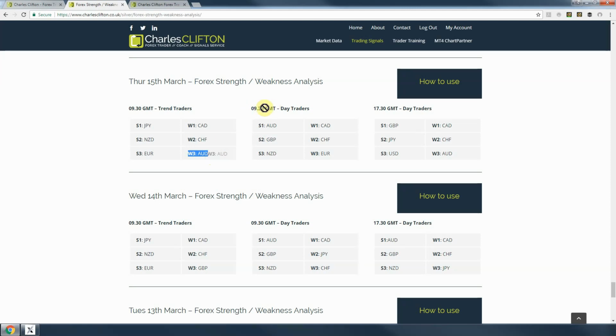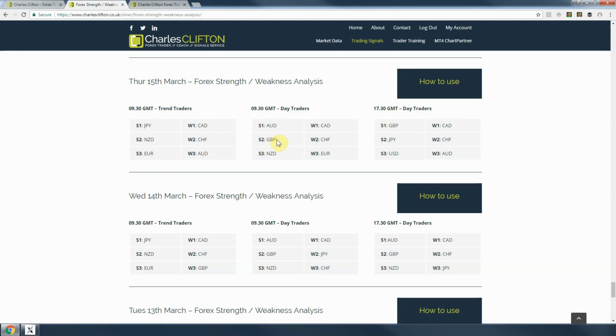Now also at 9:30 in the morning every day we publish not just the trend trading table but also the day trading table, and it's important to note this. So we do a 9:30 in the morning trend trading table, we do a 9:30 in the morning day trading table, and a 5:30 in the evening day trading table. You'll see why this is important in a moment.